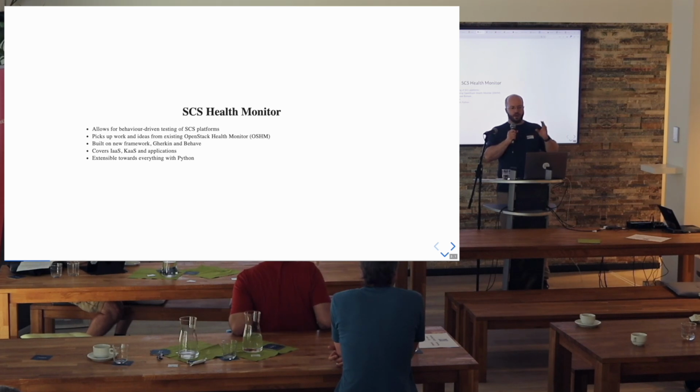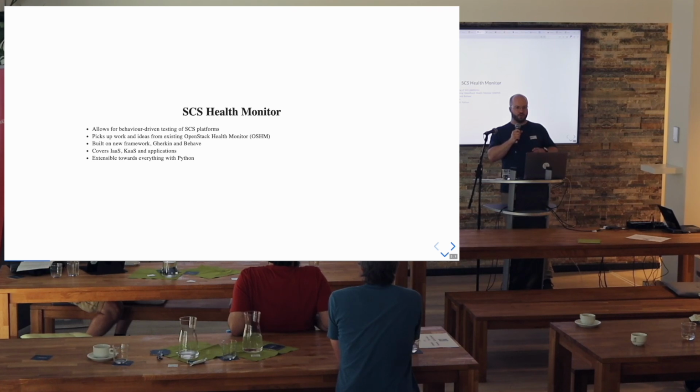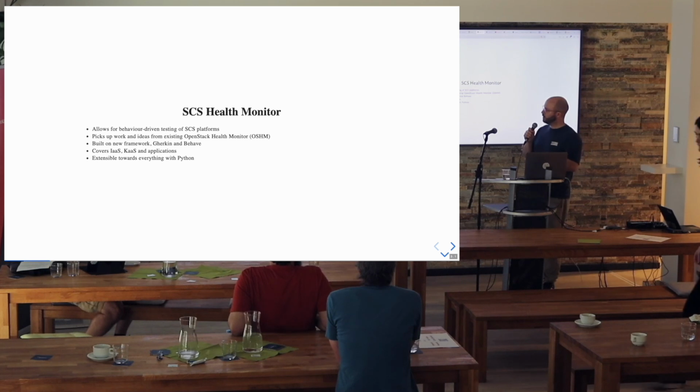So we had an idea. We wanted to follow up a concept in the extension of the platform, in extension of SCS, but the technology that was there was difficult to extend. So we thought about how to solve this problem. And so new concepts were evaluated, and we basically came from the OpenStack Health Monitor to the SCS Health Monitor, and it's built on an entirely new framework, which is based on Python, and it uses the Gherkin language and the Behave Python framework.